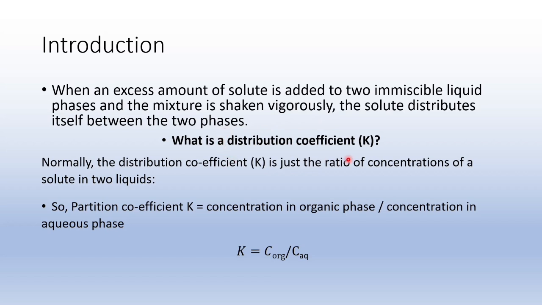Partition coefficient is also called distribution coefficient. Normally, the partition coefficient is just the ratio of concentrations of a solute in two liquids. So, partition coefficient simply K is equal to concentration of solute in organic phase divided by concentration of solute in aqueous phase. So, it can be calculated by using this equation where K is equal to C organic divided by C aqueous.